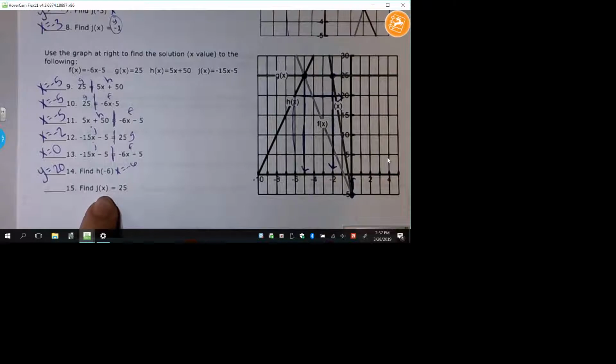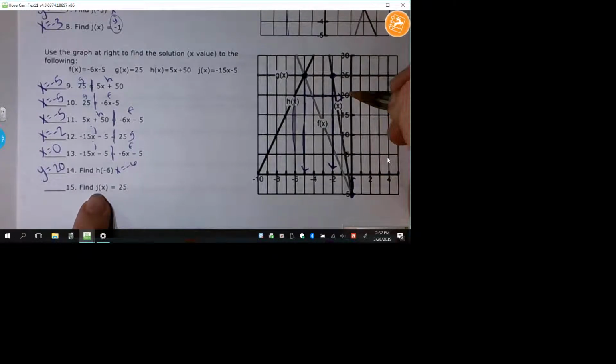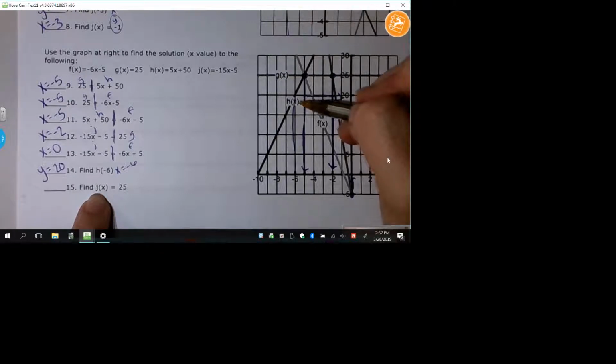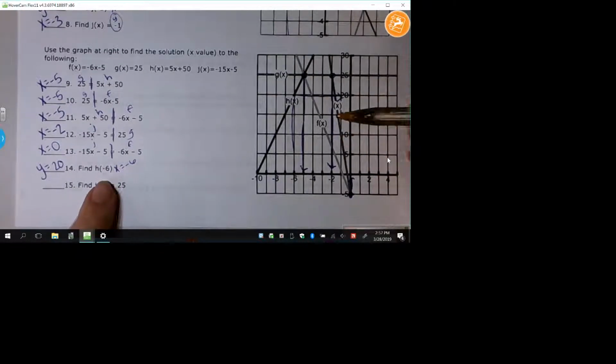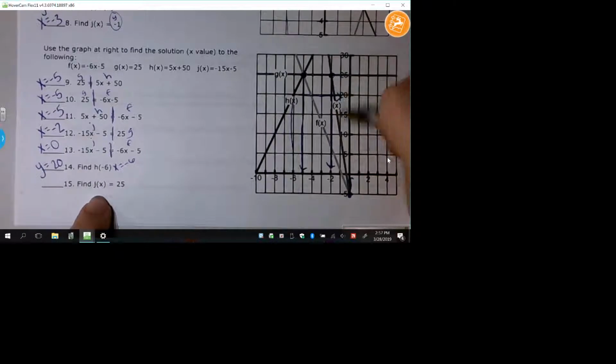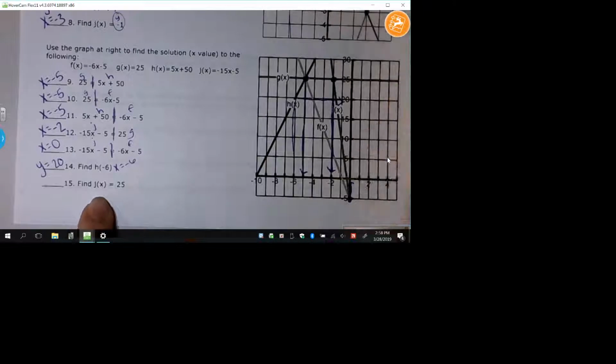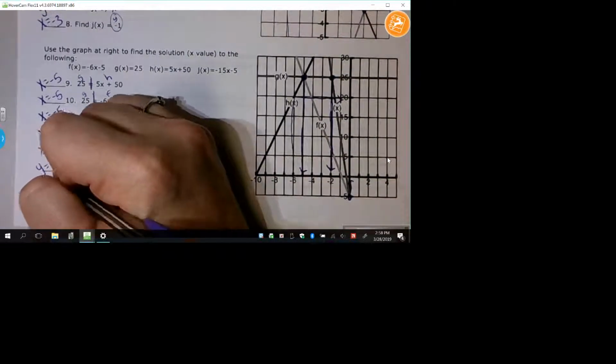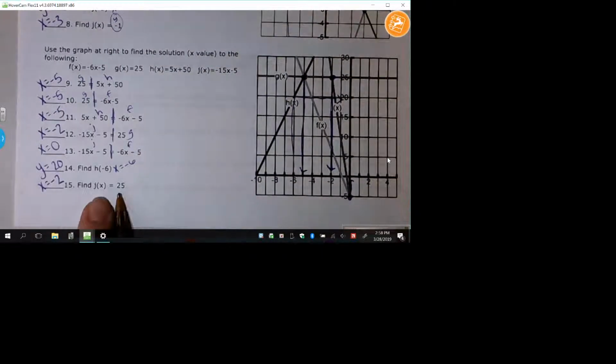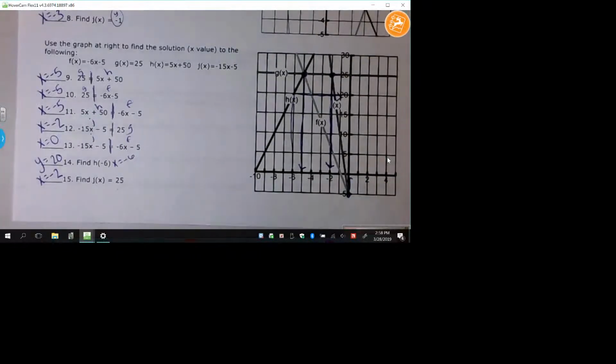Okay, now this is saying y is 25 for j, so j is here. Wait, did I look at the wrong equation? No, I did. Okay, that was h. Sorry, I'm talking to myself. This is j, so j is here, and I'm looking for where j is a height of 25. That is x equals negative 2. So if you notice, this is the same as this one. It's just worded different. Okay?